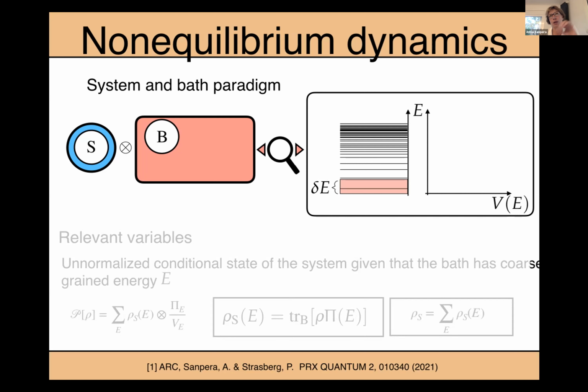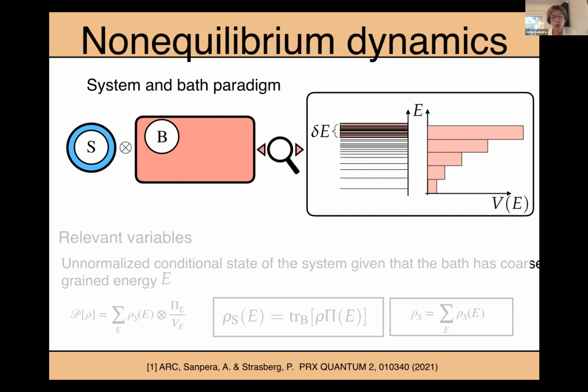We have access with our experiments to measure some of the energies, some windows of the energy of the bath, in a coarse-graining method. And when we do that, we know that depending on the energy window that we are testing, there are many states in it. And this is what we call the volume of the states.